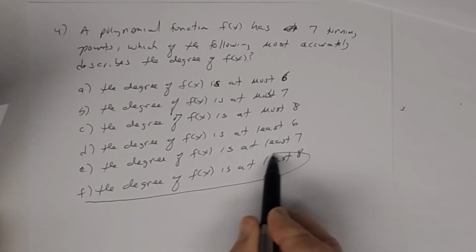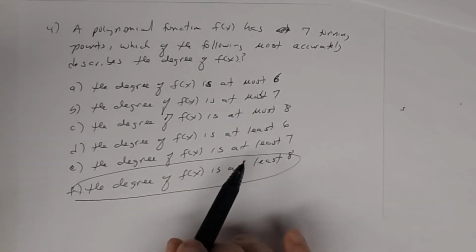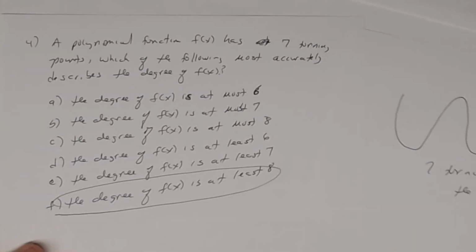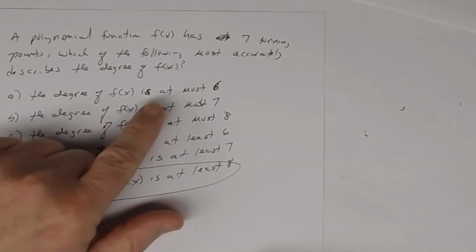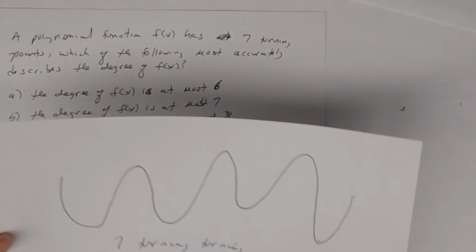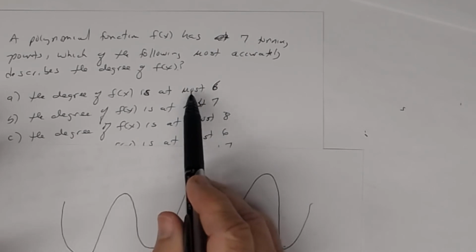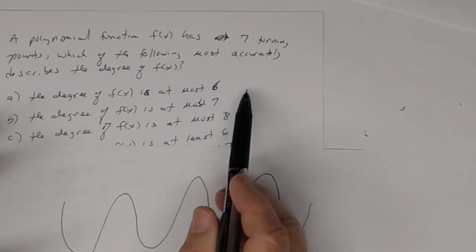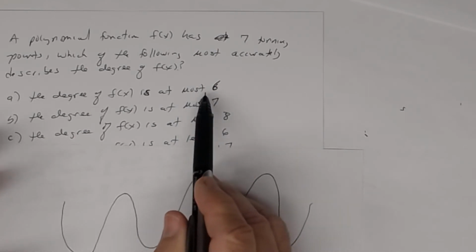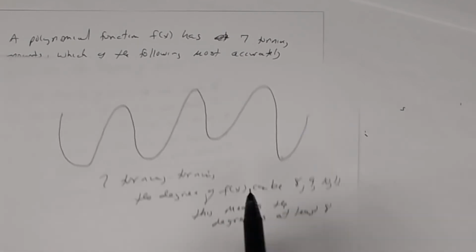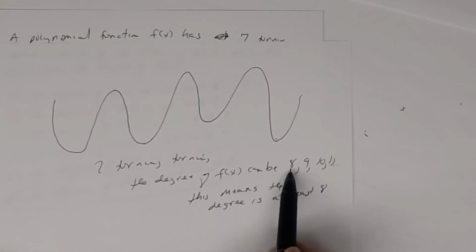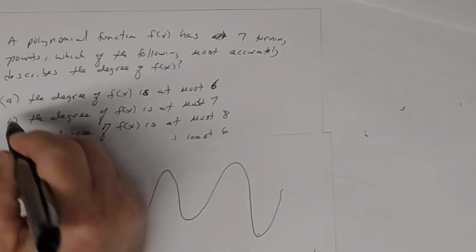Now, make sure you understand why it can't be the others, though. It really helps to make sure you understand that. So this says at most 6. Remember, at most 6 means 1, 2, 3, 4, 5, 6. And you know you can't have anything less than 8, right? So we can cross this out.